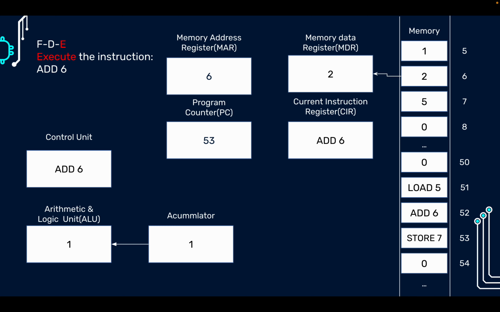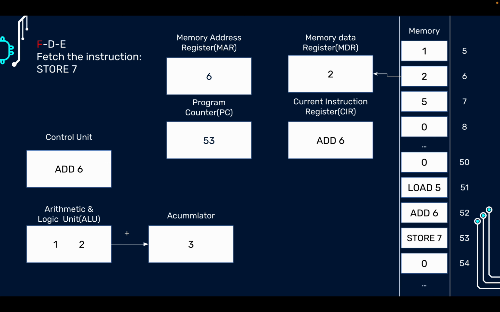And right now you need to add the value to the accumulator, which is waiting for the addition. So just put it into the arithmetic logic unit, which performs the addition. So 1 plus 2 equals 3, and we store it into the accumulator, and the instruction is finished. And after that we just execute the last instruction, which is STORE 7.